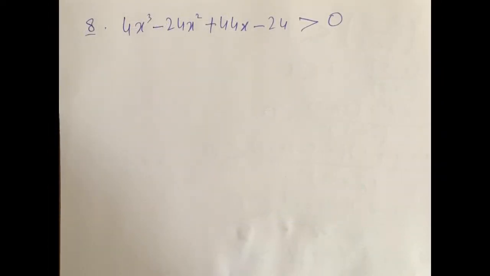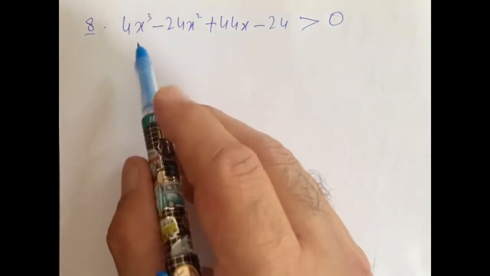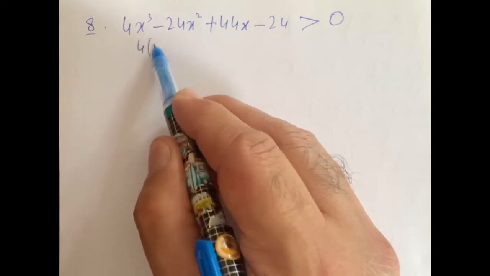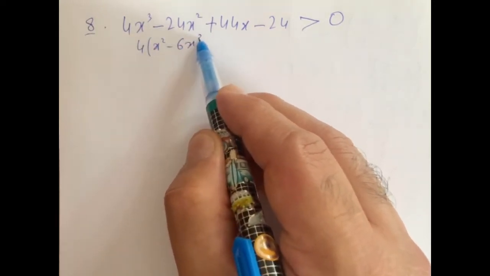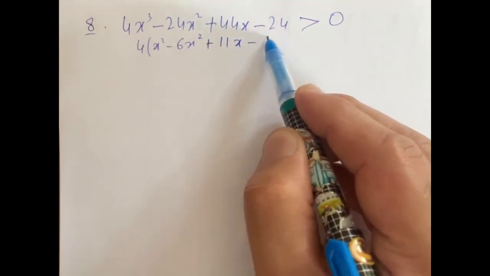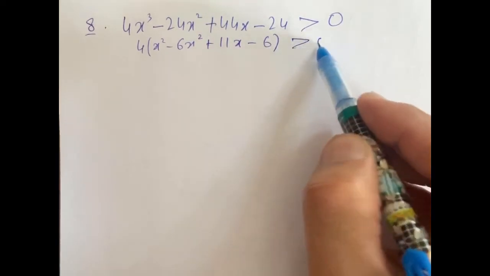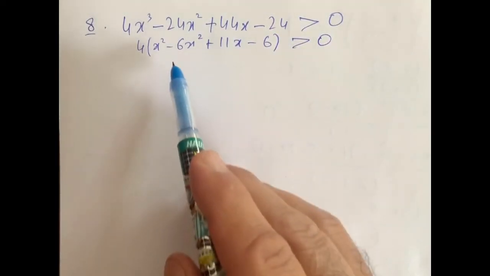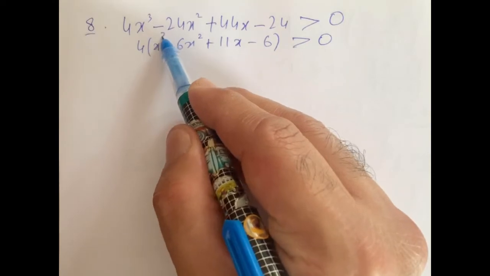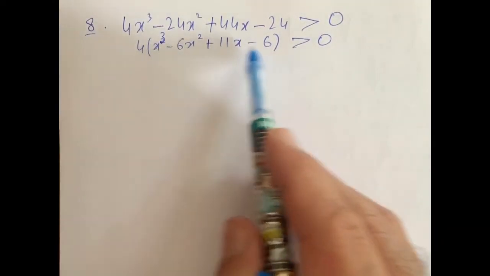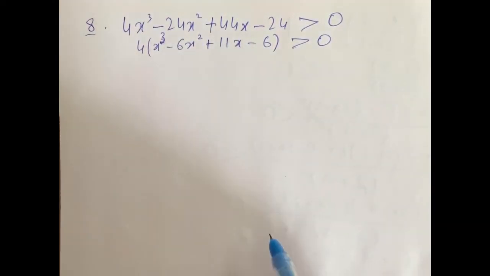4x cube minus 24x square plus 44x minus 24 greater than 0. Taking 4 common, it's x cube minus 6x square plus 11x minus 6 and greater than 0. So this is a cubic inequality. We need factors of this. We need linear factors of this. And how do we factorize the cubic? It's always a trial solution.